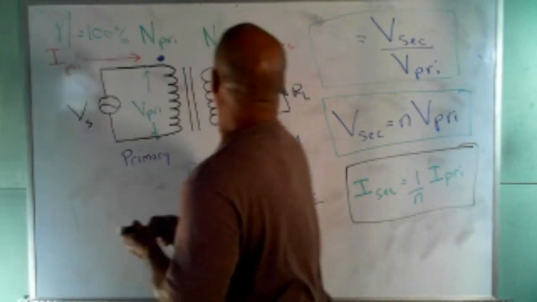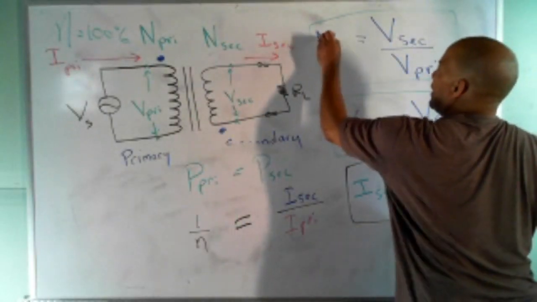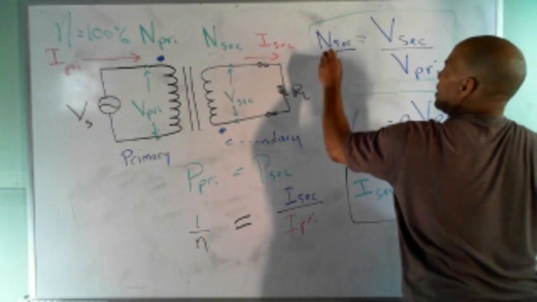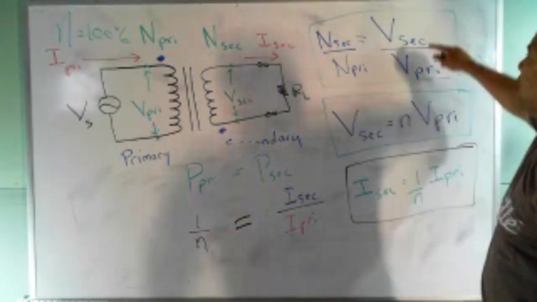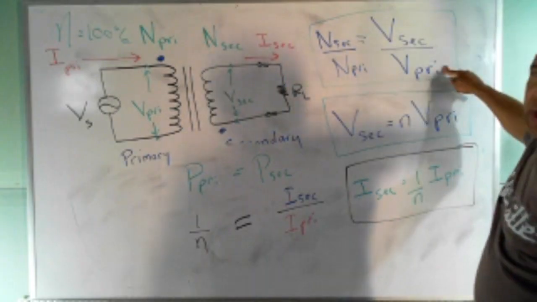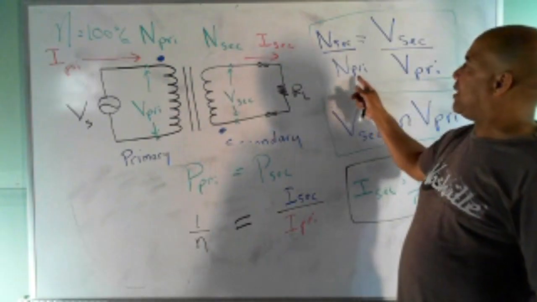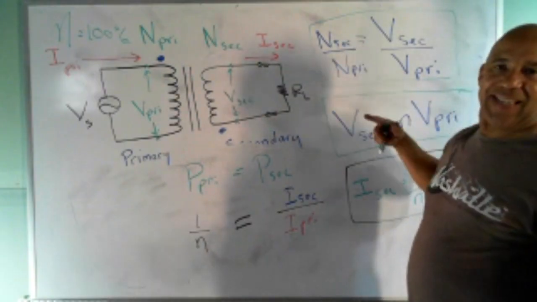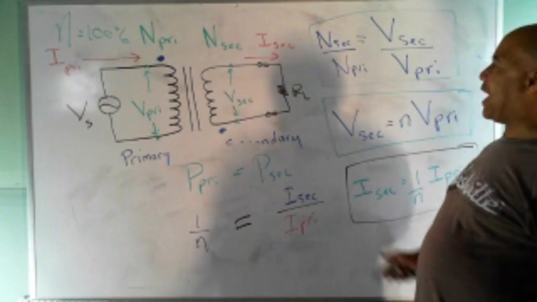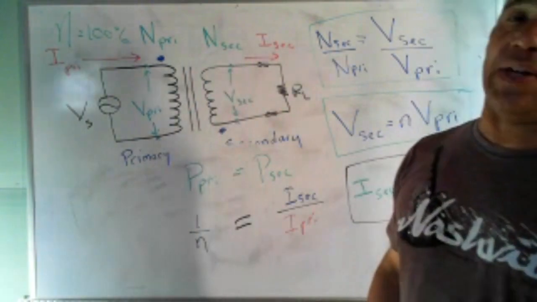If I know that this is n sec over n prime, I can measure this with my digital multimeter, and I can measure this with my digital multimeter. But then over here, I've got a problem. I need one more of these. I need one of this to get the other. And without counting them, I don't know how you would do that. And if you ever look at a transformer, you do not want to count it.